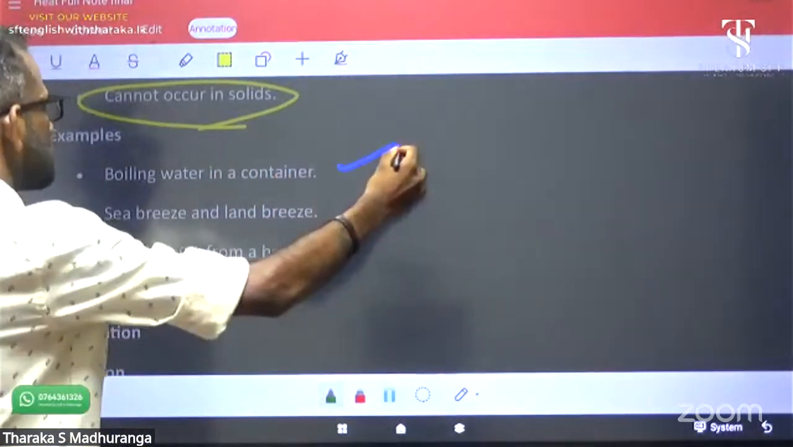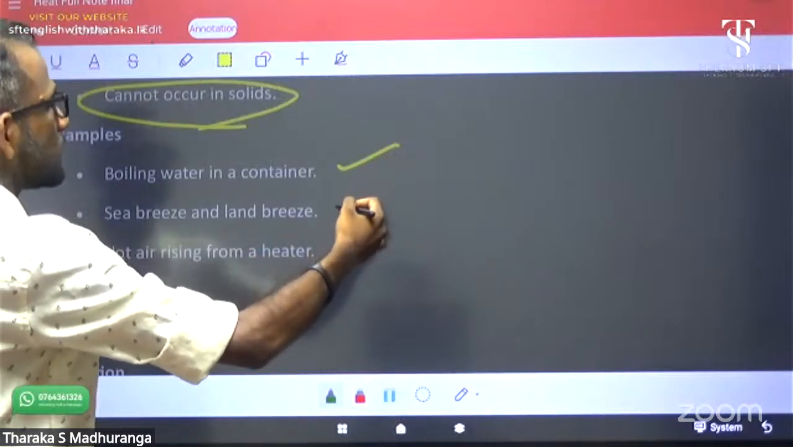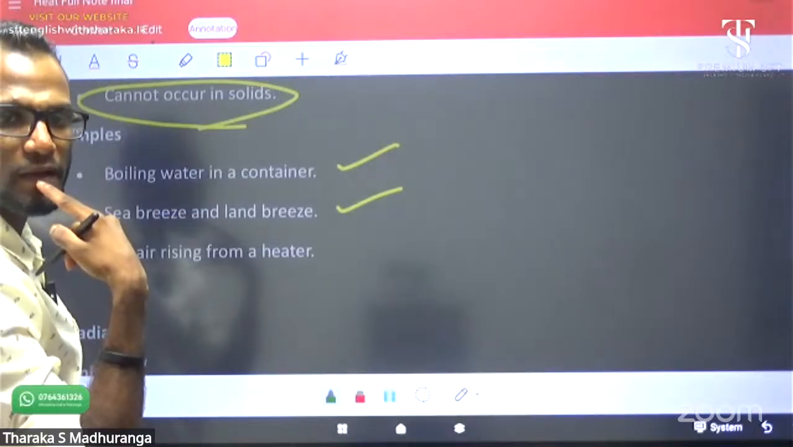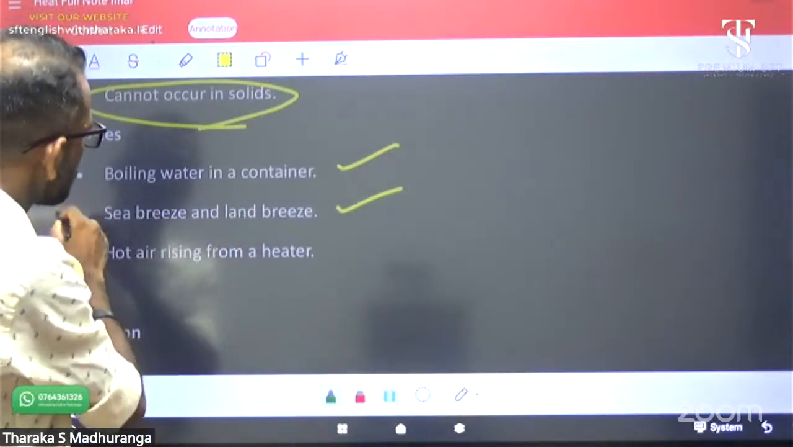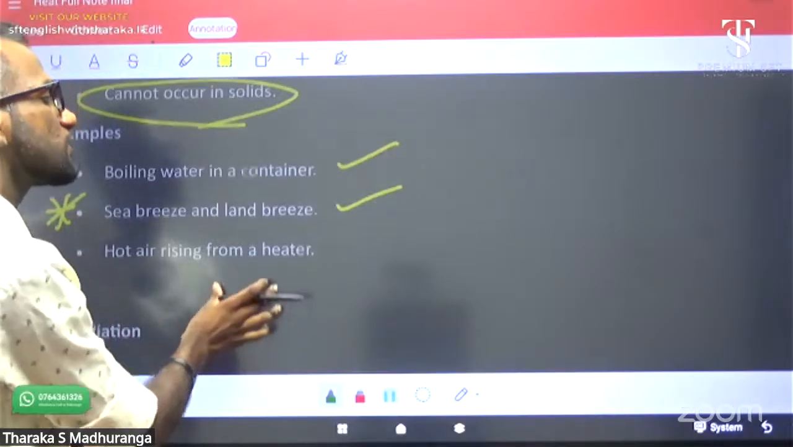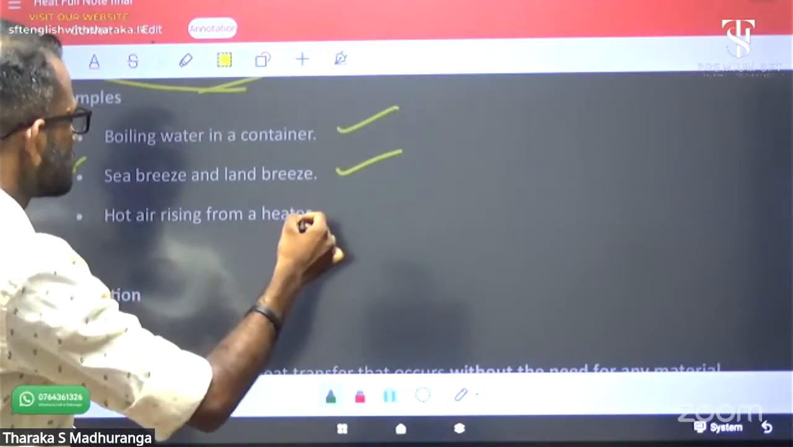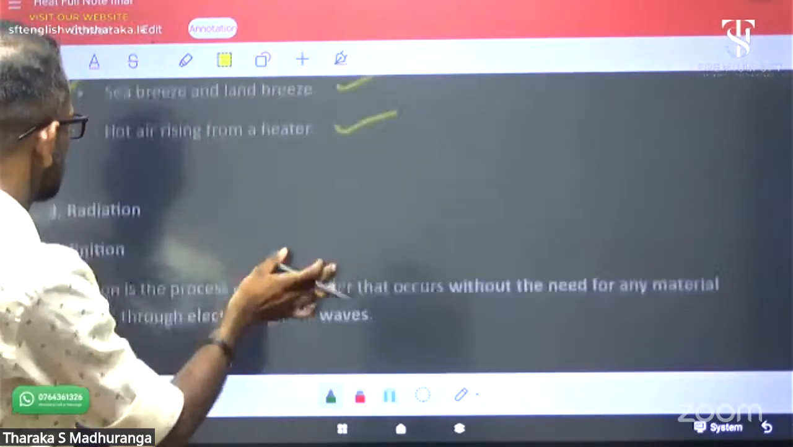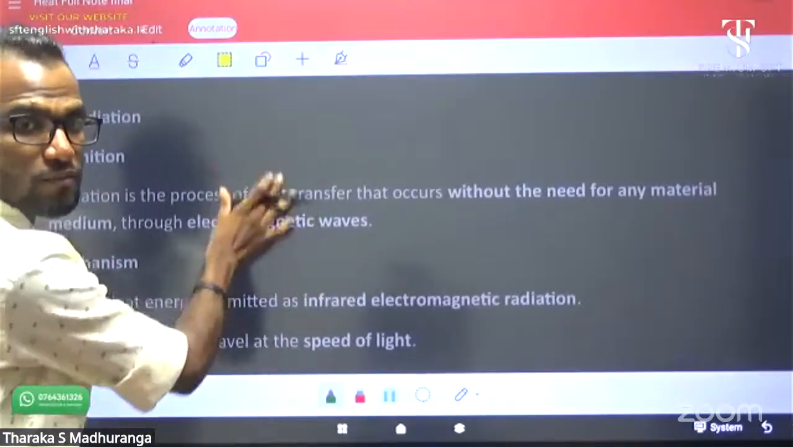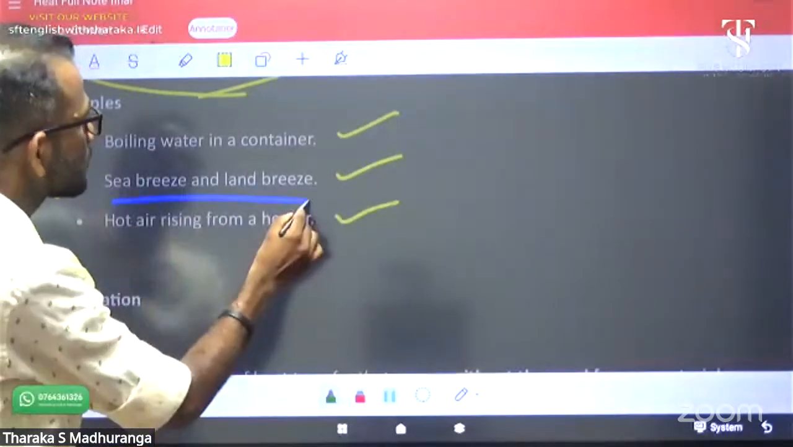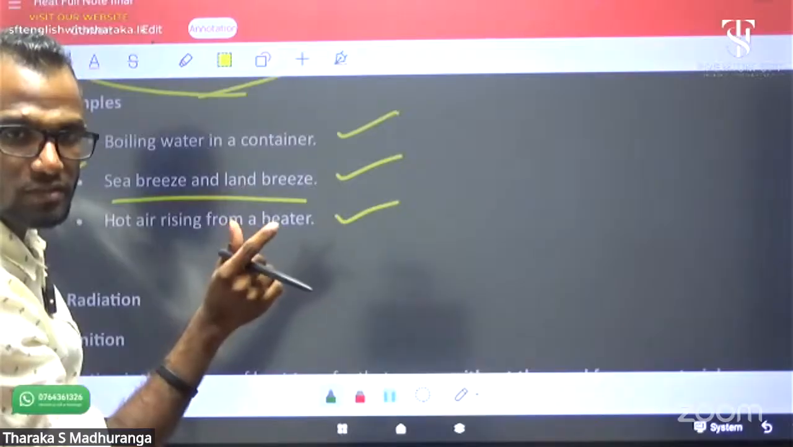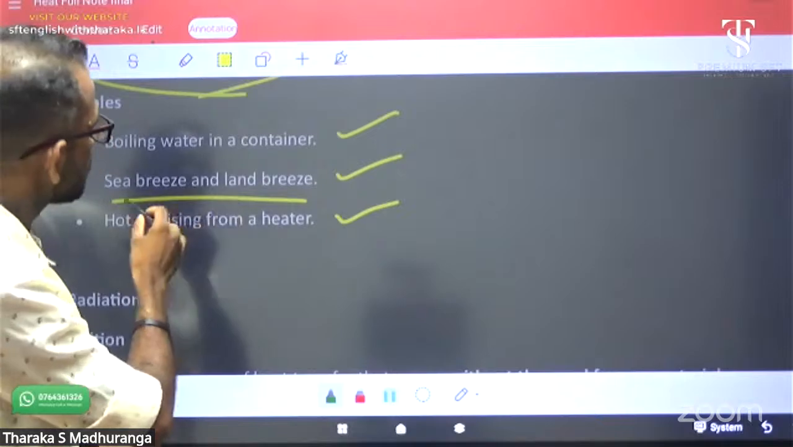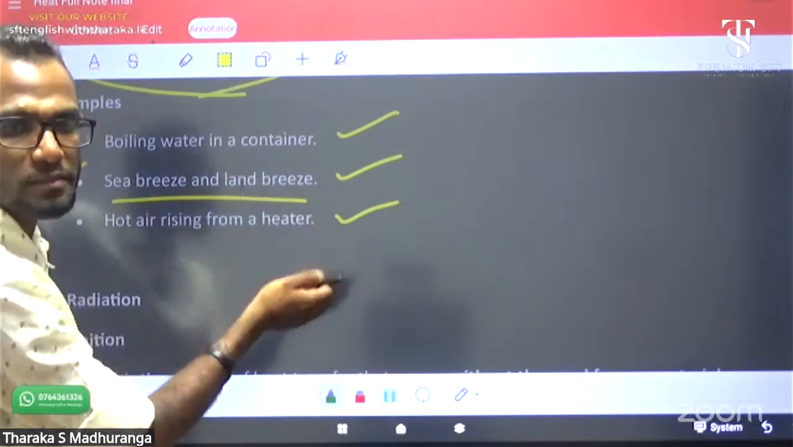Examples: boiling water, sea breeze and land breeze, hot air rising from a heater. Okay, the sea breeze and land breeze is homework. You have to find out about that. I will ask next day. It's the basis of convection, right? Sea breeze and land breeze. You have to find out.